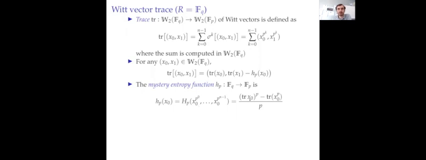And you can also rewrite it like this. In some sense, it measures how much the trace doesn't commute with raising to the power of p. So this function somehow is very important, but I don't really know what it means.